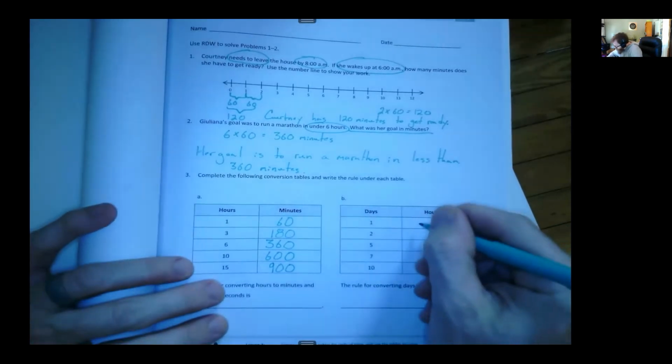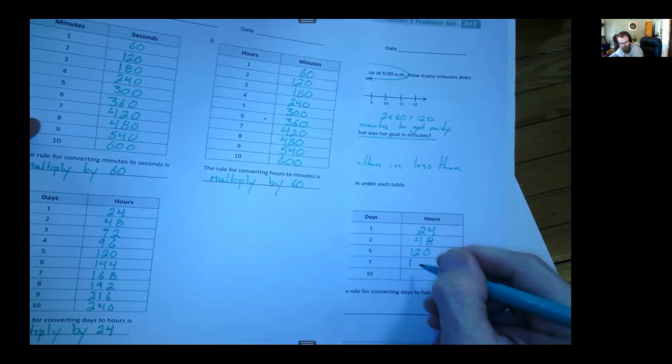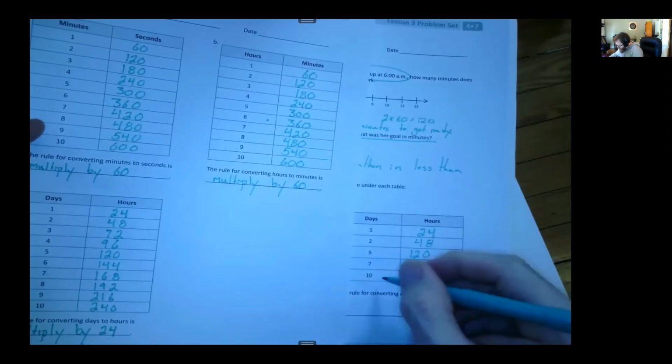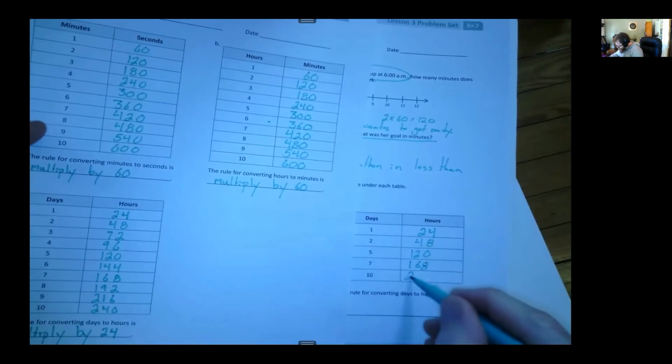Part B, days and hours. Remember, one day has 24 hours. Let's copy from your table. 2 days has 48 hours. 5 days has 120 hours. 7 days has 168 hours, and 10 days has 240 hours.